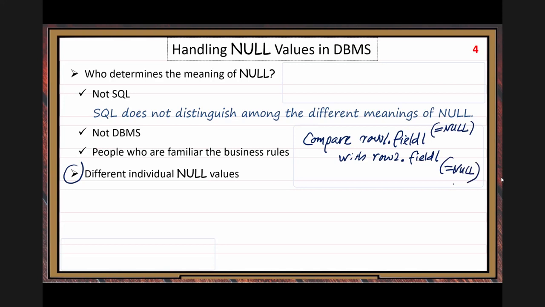Okay, that's possible. Here, this property tells us DBMS treats this case as two different values. Row 1 dot field 1 and row 2 dot field 1, although they both have the null value, DBMS treats them as two different values. Okay, that property. Why? Let me explain.